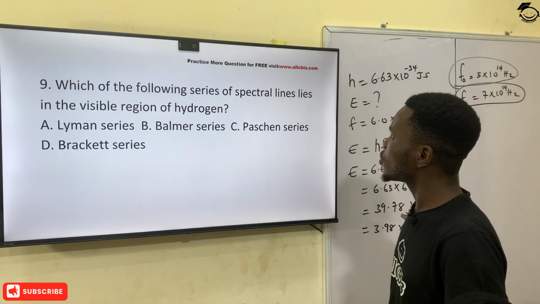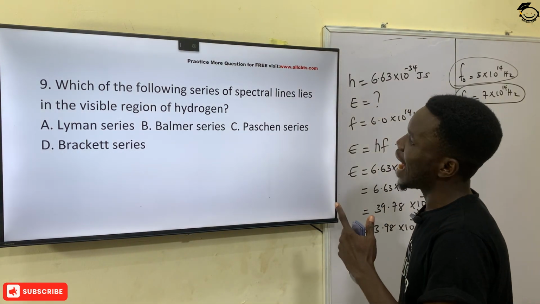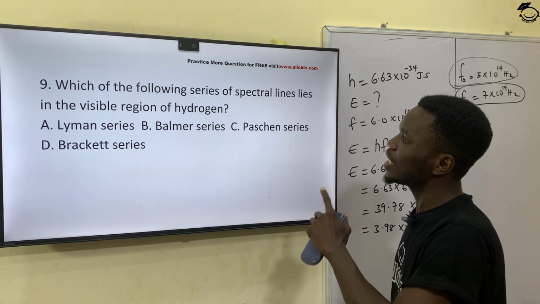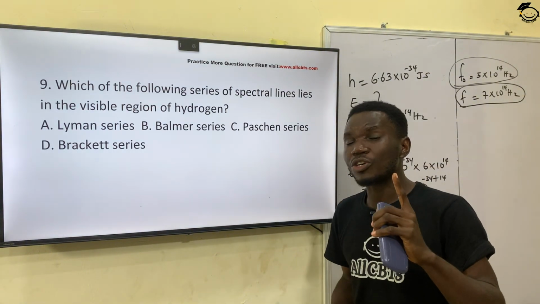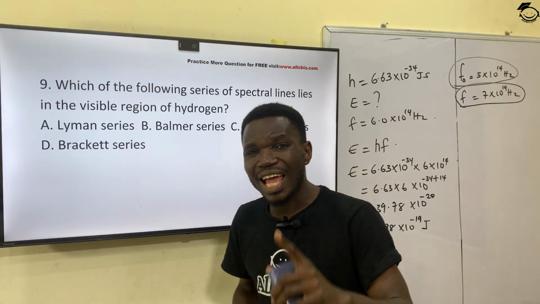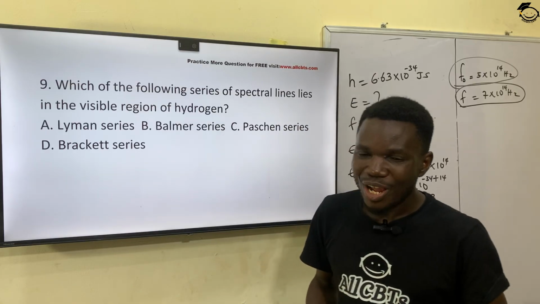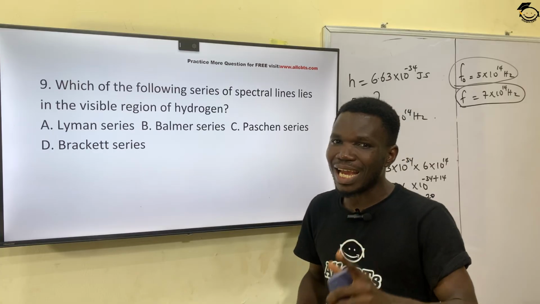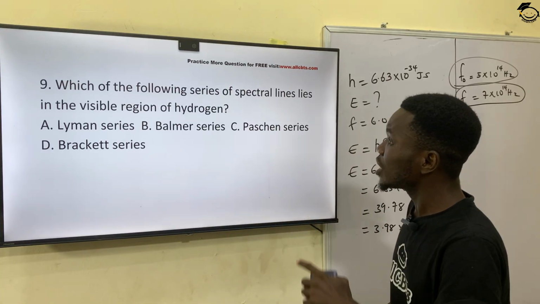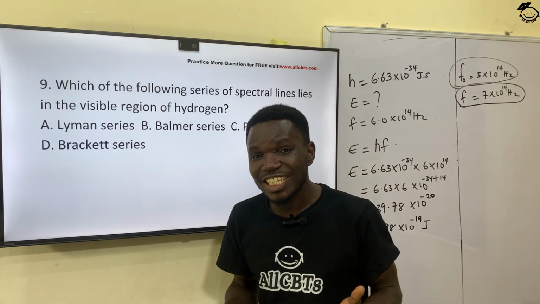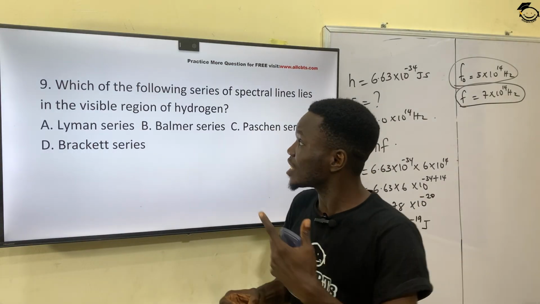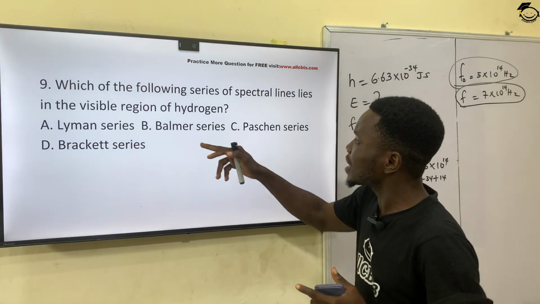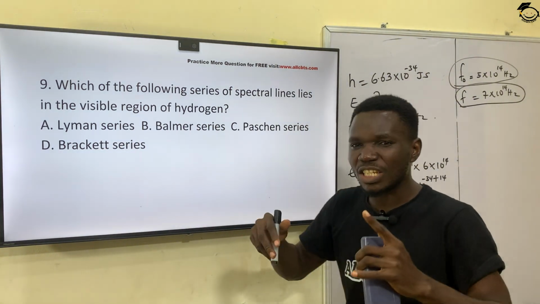It says, which of the following series of spectral lines lies in the visible region of hydrogen? Now, in the visible region of hydrogen, what you have there is the Balmer series. So it is not the Lyman series, it is not the Paschen series, and it is not the Brackett series. In the Lyman series, you have the ultraviolet region. But in the Balmer series, you have the visible light.